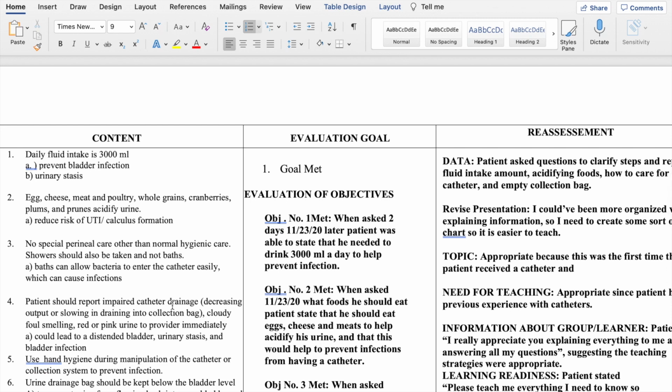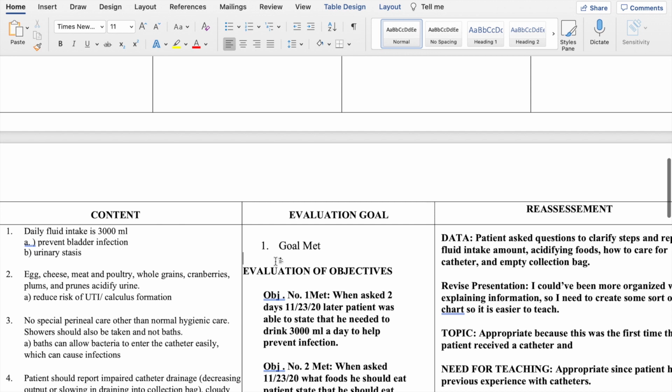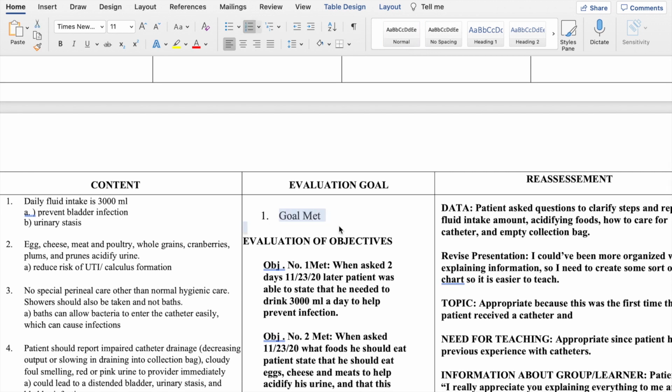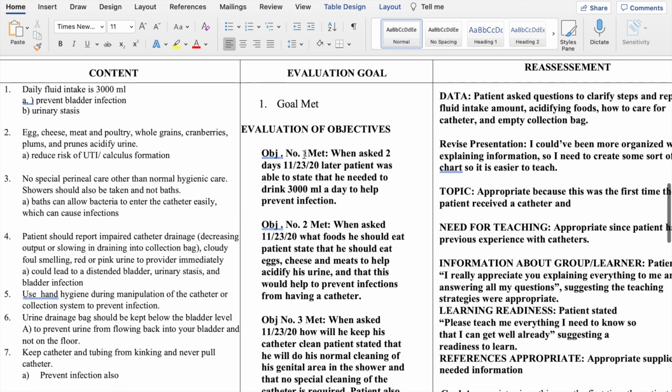And then after you teach your patient, you come back and you do this part. So you do your evaluation and your reassessment. So you evaluate your objectives. So the 3 objectives you had up here, you evaluate them. First, you put whether the overall goal was met, and then evaluation of objectives, and you put whether each objective was met or not met. Because for the goal, you can have goal partially met or goal not met and goal met. And if you had goal partially met for your objectives, you would have some that were met and some that were not met. And that would mean your overall goal was partially met.